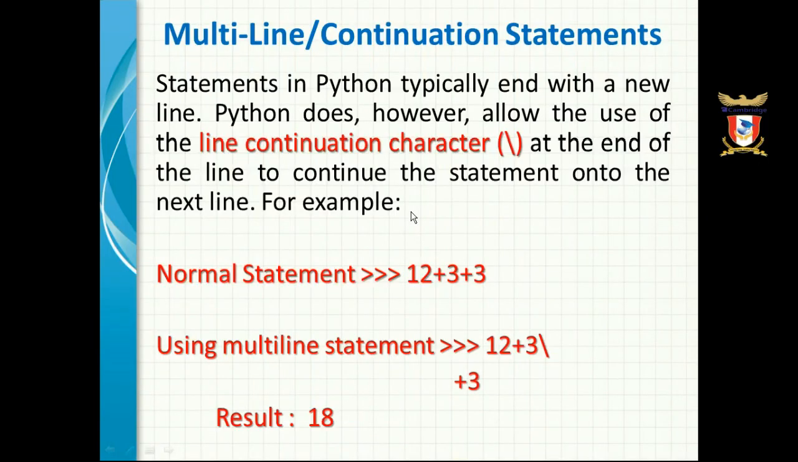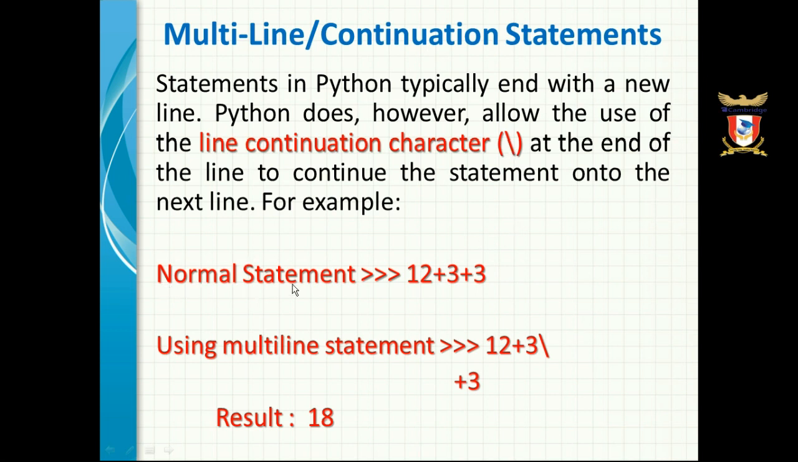So next we have multi-line or continuation statement. Statements in Python typically end with a new line. Python does however allow the use of a line continuation character at the end of the line to continue the statement onto the next line. That means in general we always type a single statement in a single line. But if you want to divide a single statement into multiple lines, then you can do this by using this line continuation character, that is a slash.